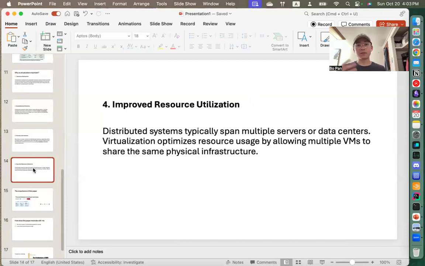Lastly, improved resource utilization. Distributed systems typically span multiple servers or data centers. Virtualization optimizes the resource usage by allowing multiple virtual machines to share the same physical infrastructure. So if you want a new node or new virtual machine, you don't have to go out and rent a whole rack of servers, right? In fact, the cloud service actually handles that for you. One server can run different virtual machines, and that can drive down the cost.